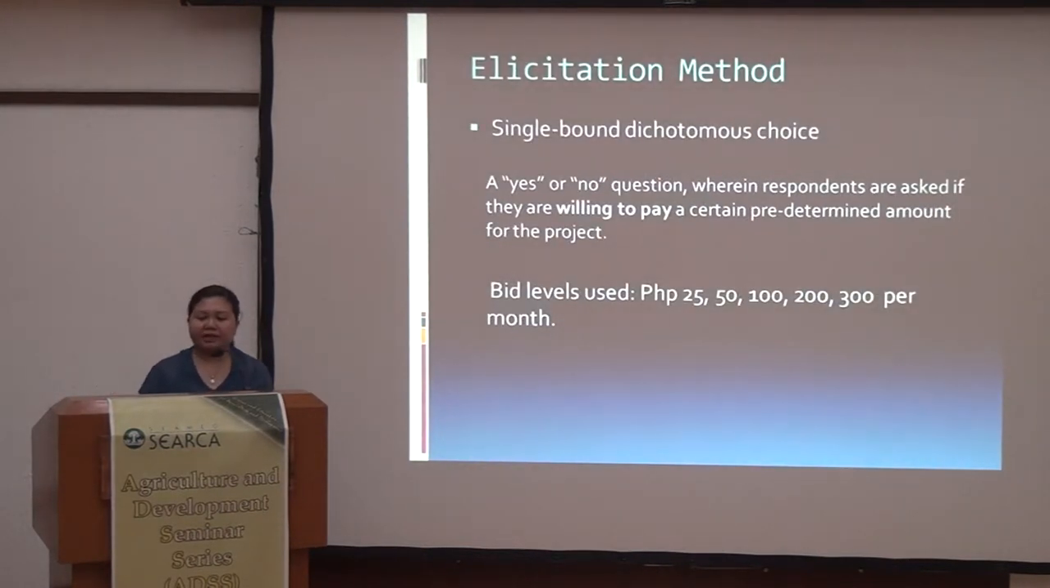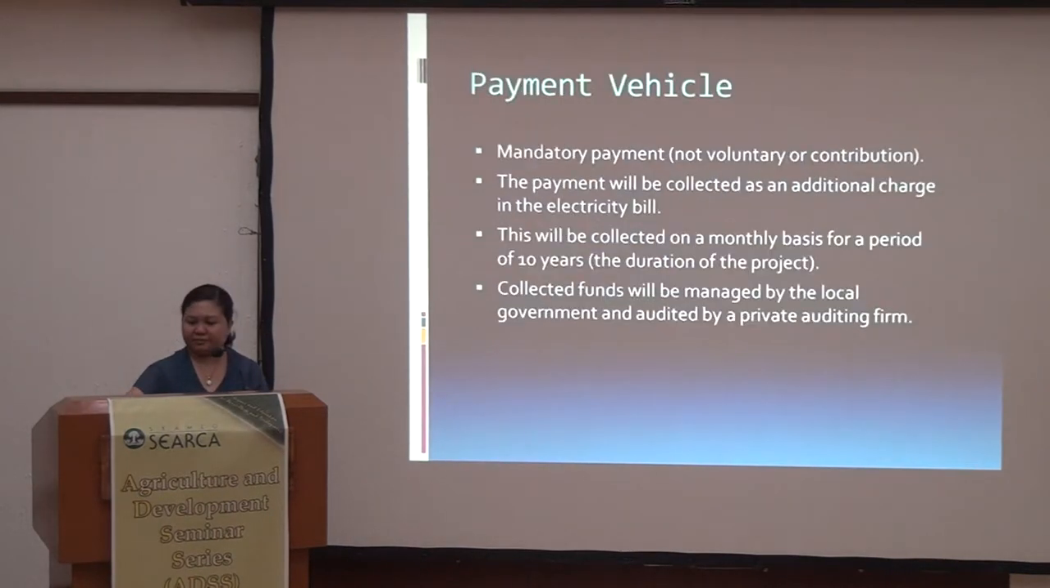For the elicitation method, we apply a single-bound dichotomous choice. This is a simple yes or no question wherein respondents are asked if they are willing to pay a certain predetermined amount for the project. That certain predetermined amount is called the bid. So we covered 25, 50, 100, 200, and 300 pesos per month, and these bid levels were derived from the focus group discussions.